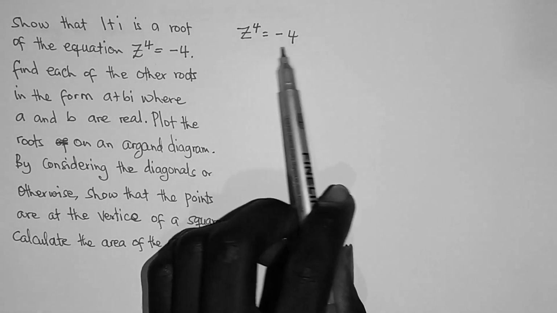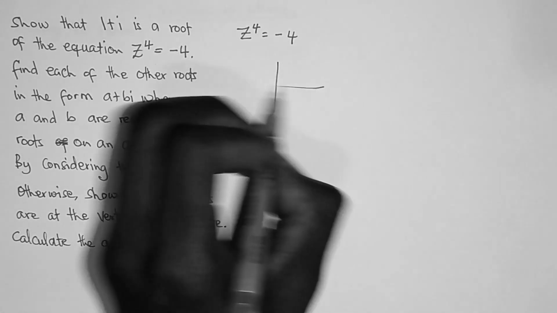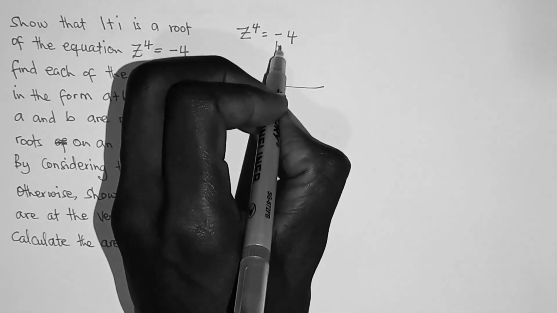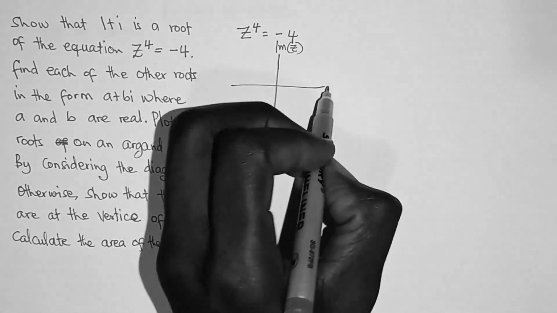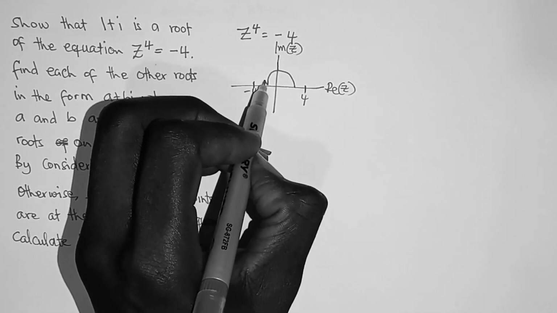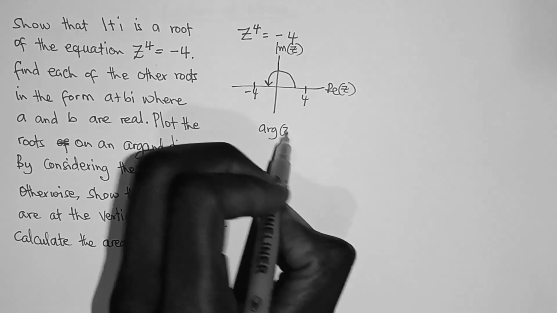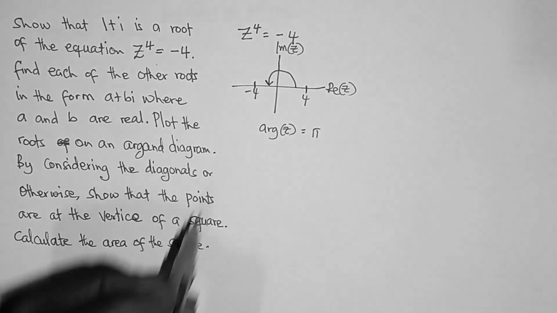So let's write z equals minus 4 in terms of polar coordinates. If we sketch this, you see the imaginary axis of z and the real axis of z. So that means that we are going to measure all the way from here to that place. And therefore, you can see that the argument of z is equal to pi.